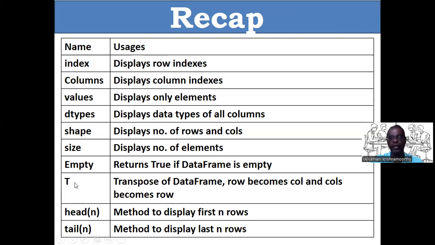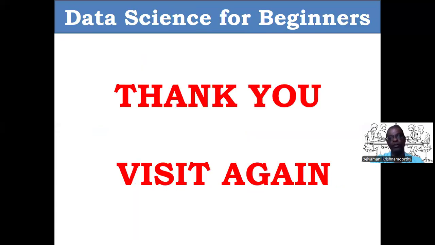T means transpose of the data frame, capital T, small t you should not use. Capital T means transpose of the data frame. That means row becomes column and column becomes row. Head of n is a method which is used to display the first n rows. If n is not mentioned, top 5 rows. Tail of n is a method to display the last n rows. If n is not given, it displays the last 5 rows. Okay, so I hope it is clear to all.